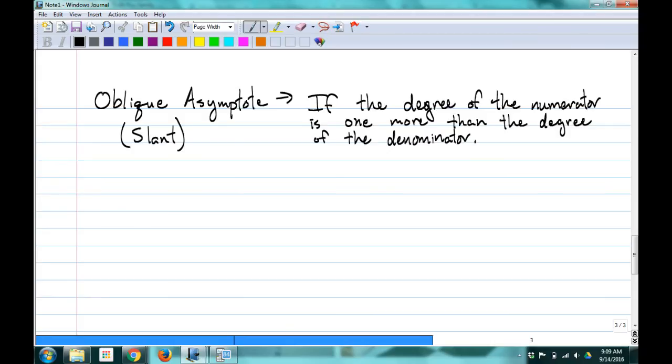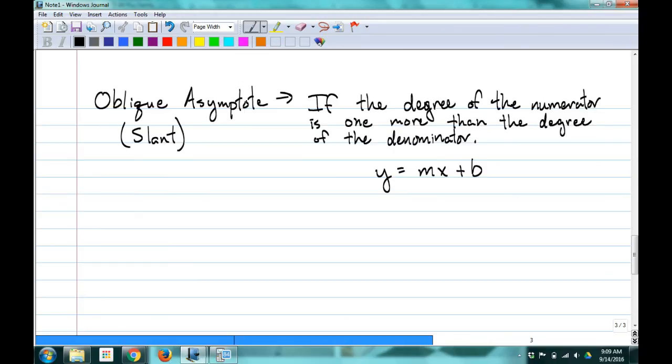Okay. Most of the time, you're going to have vertical ones. Oblique asymptotes are going to be in slope-intercept form. That's what makes them slanted. It's a straight line. All our asymptotes are going to be straight lines. You never have an asymptote that is a curved line. It's contradictory to the idea of an asymptote.